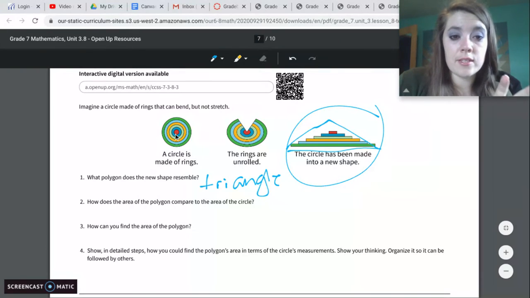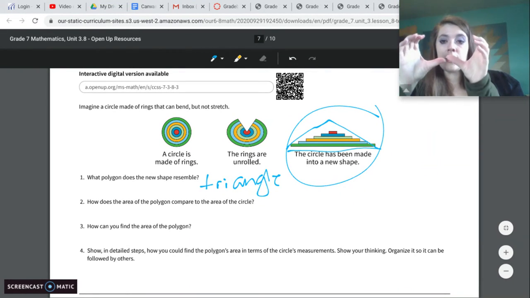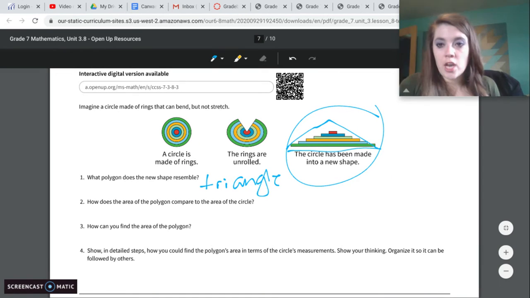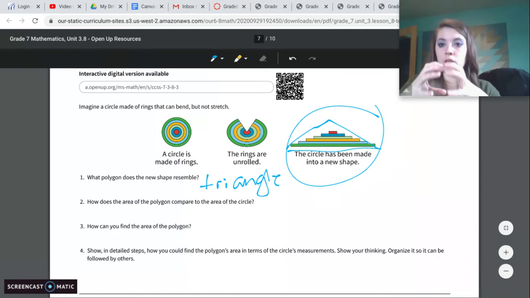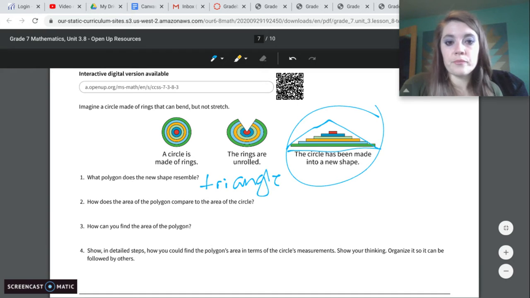So how does it relate? If we look at the circle, all we did was open it up. Did we change anything about it? Did we stretch it? Did we shrink it? Anything like that? No, we didn't.